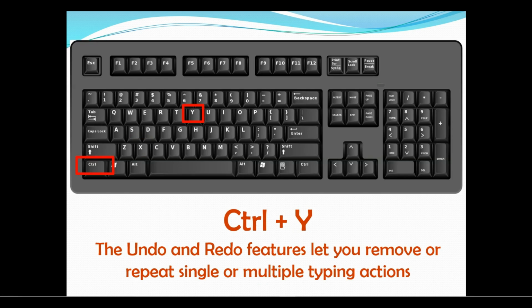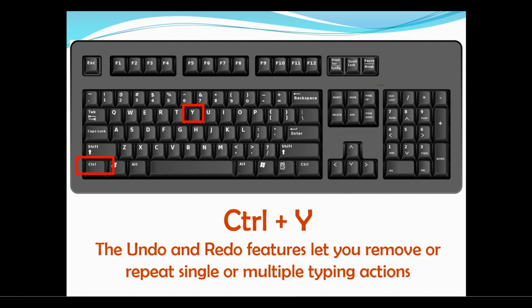And the next shortcut key is Ctrl Y. What purpose do you use Ctrl Y for? Undo and redo. These features let you remove or repeat a single or multiple typing actions. That is the purpose of Ctrl Y. Ctrl Y and Ctrl Z remain almost the same.